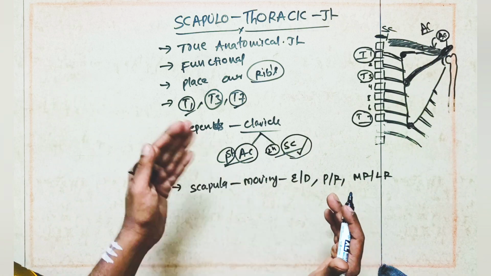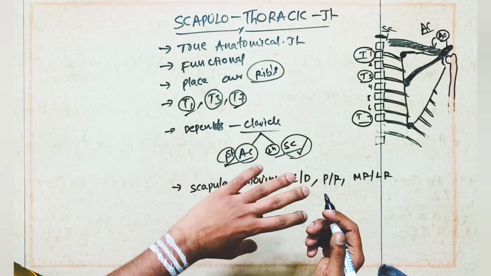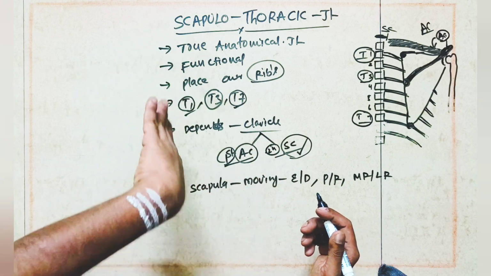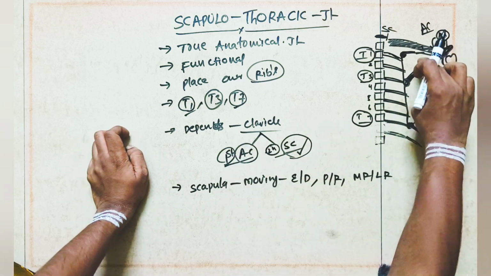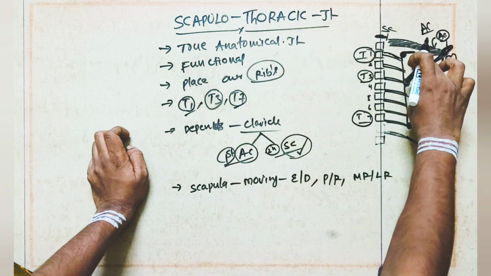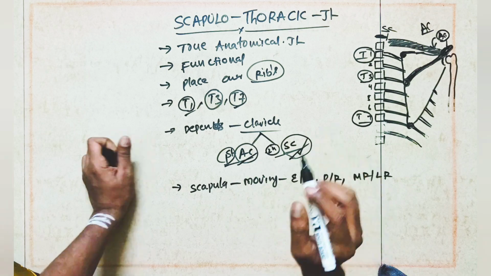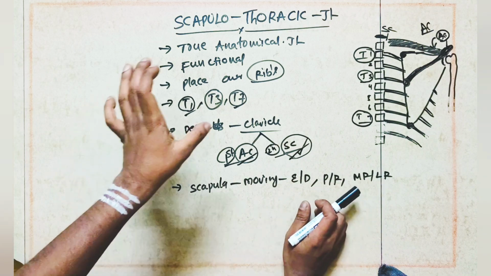So this is what we discussed earlier. The shoulder complex movements are integrated movements. Integrated means one joint will move, another joint will automatically move. So that's what integration is. If the scapula moves, it is going to move the acromioclavicular joint and sternoclavicular joint. So this is about the scapulothoracic joint.